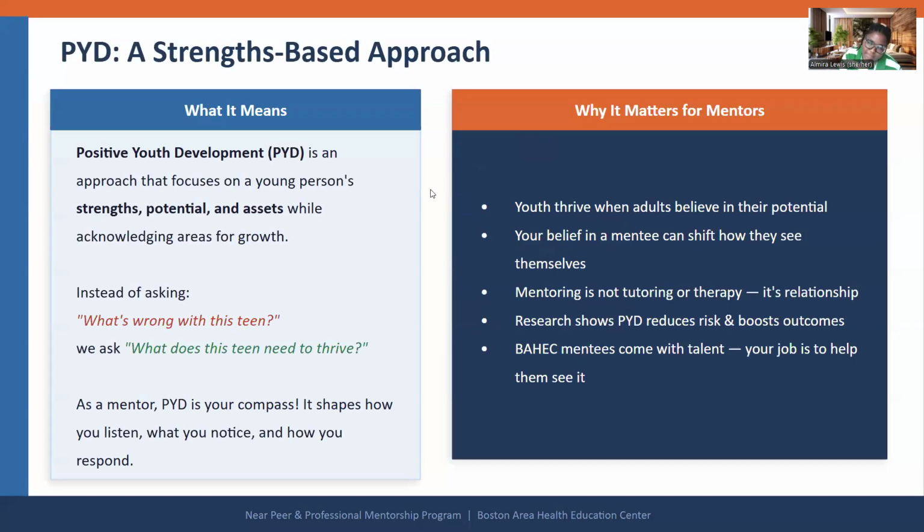So, positive youth development is a strength based approach. In other words, we focus on a young person's strengths, their potentials, and their assets. That does not mean that we do not hold our young people accountable. But even when we do, as stated in our mentorship policies, we look at our young people through a restorative accountability lens. So when there is a behavior, for example, a young person in your session who is always using their phone.